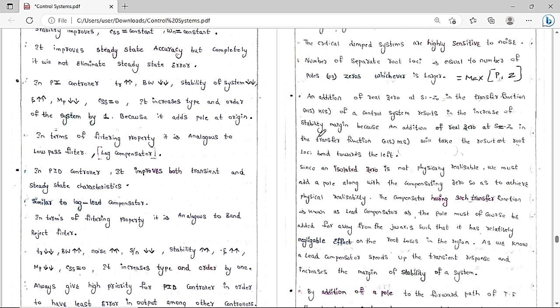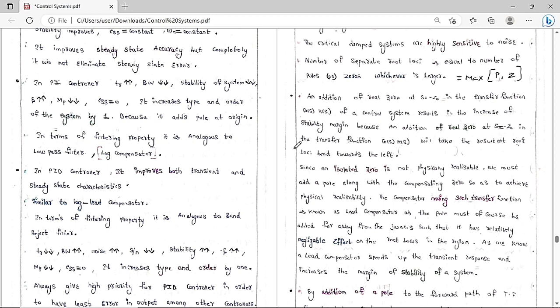So if you add this to a given open loop transfer function, definitely the root locus is going to shift to the left of the s plane. The stability will increase. I already told you, the lead compensator is going to speed up the transient response, and it is also going to increase the margin of stability of the system. Because a lead compensator means a PD controller, means derivative, means zero terms. That is the shortcut to remember, so the stability will increase.